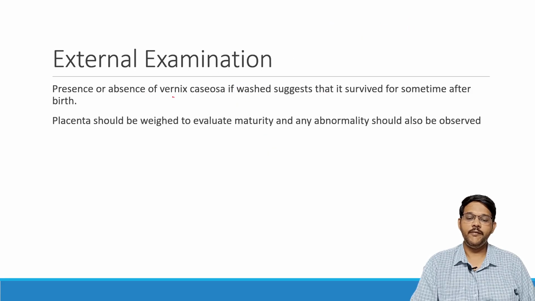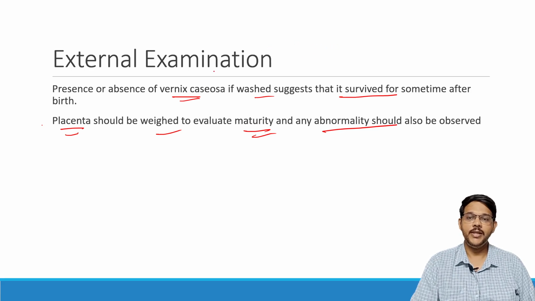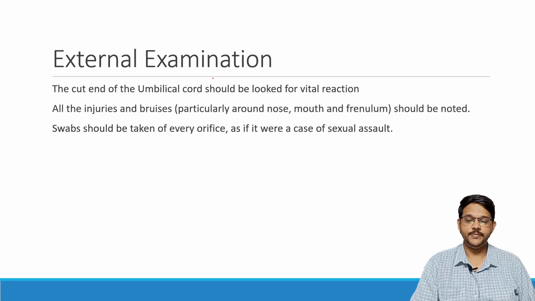Then you look for vernix caseosa, which is a cheesy material present on the body. If it is washed off, it suggests that the child survived for some time after birth. If it is intact, that indicates that the child may have died within a short time after birth. Then we look for the placenta if it is present. We should weigh it to evaluate maturity and any abnormality. If an abnormality is present, it indicates that the child may not have developed normally and may have died because of natural causes.